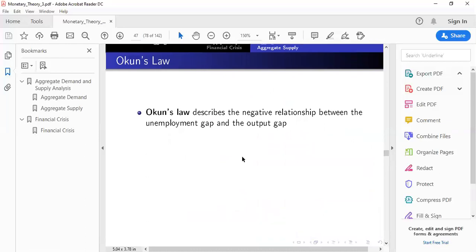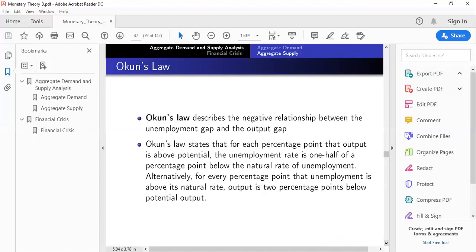All right, Okun's law describes the relationship between the unemployment gap and the output gap. What is the relationship between the unemployment gap and the output gap? If I bridge the output gap, what happens to the unemployment gap? It's a very important relationship as well. Okun's law states that for each percentage point that output is above potential, think of it, your output is above potential. You're producing beyond potential. That's what it means.